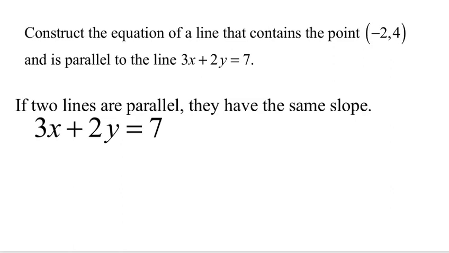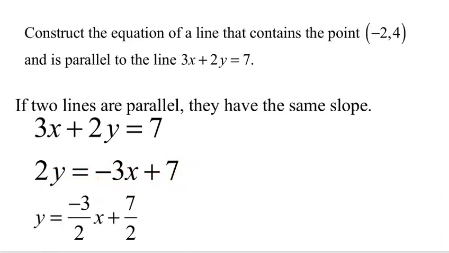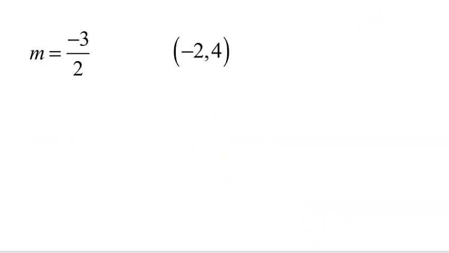So let's do that by solving for y, adding negative 3x to both sides. 2y is negative 3x plus 7, then dividing by 2, that'll be negative 3 halves x plus 7 halves. Y is negative 3 halves x plus 7 halves. So the slope of this line is negative 3 halves. And that will also be the slope of the line that I want to use. So my line is parallel to this line, so my line will also have a slope of negative 3 halves going through the point negative 2, 4.